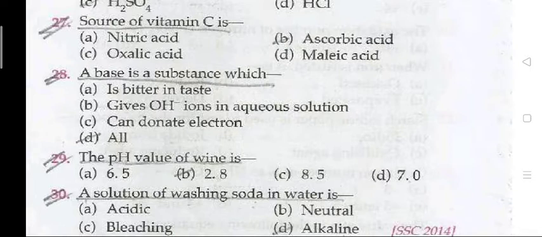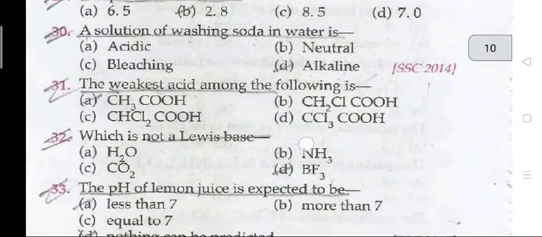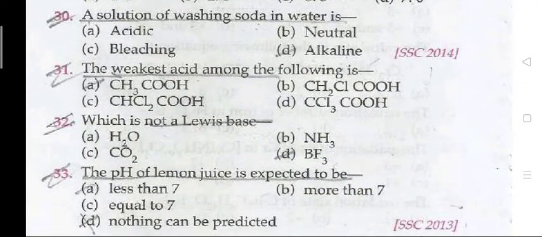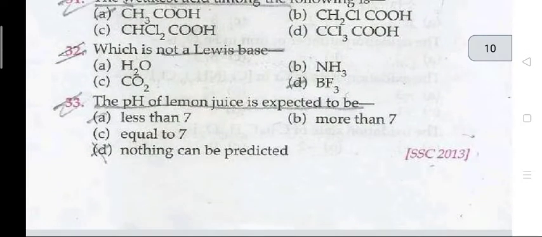Question 28. A base is a substance which is bitter in taste, gives OH minus ions in aqueous solution and can donate electrons. Question 29. The pH value of wine is 2.8. Question 30. A solution of washing soda in water is alkaline. Question 31. The weakest acid among the following is CH3COOH. Which is not a Lewis base? BF3. Question 33. The pH of lemon juice is expected to be less than 7.